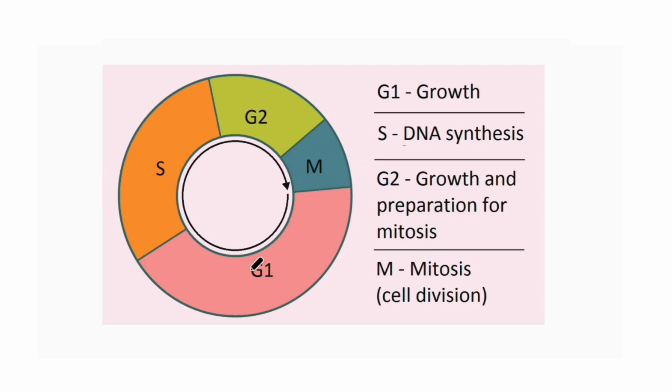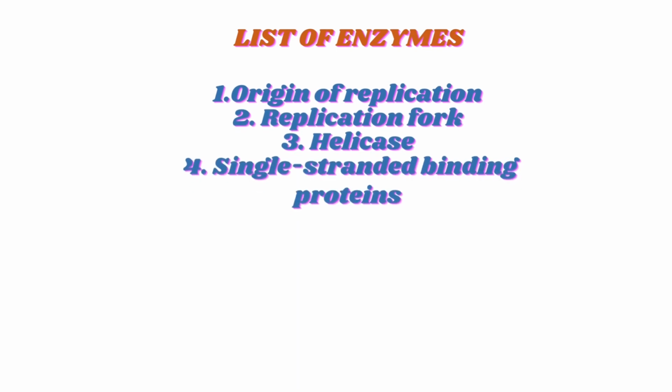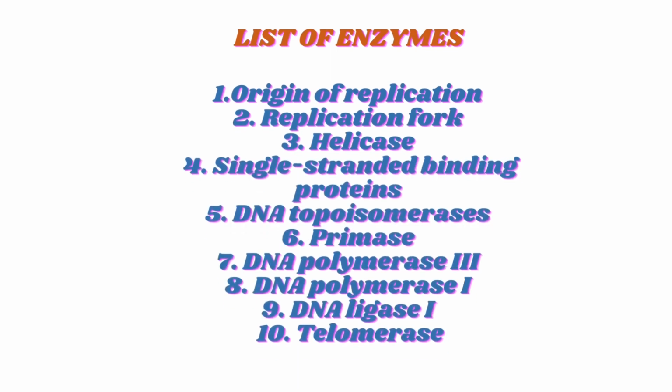Now, why did I draw this here? Because this cell cycle is really important for us to remember in terms of where the DNA synthesis occurs. Okay, so G1 phase, S phase, G2 phase, M phase. Now I'm circling the S phase so that you all remember that this is the area where DNA synthesis occurs. Next, let's go to the list of enzymes.